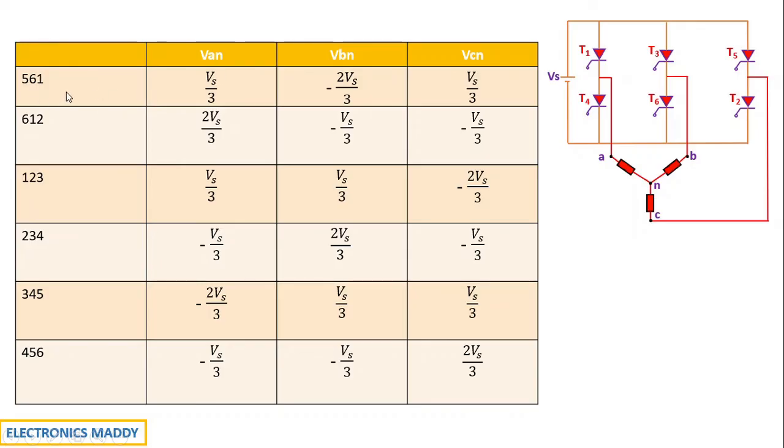When 561 was conducting, what happened? We got Vs by 3, Vs by 3 as VAN and VBN were the same, and we got minus 2 Vs by 3. This is done. How do we analyze it for 612?